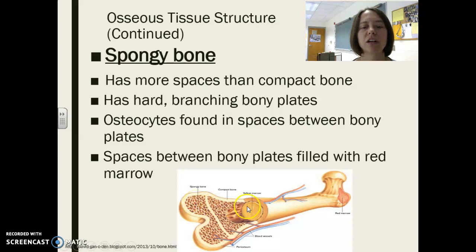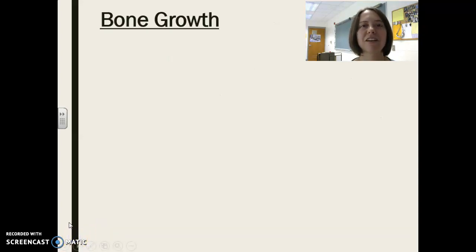You can see a picture here. This is the spongy bone, and it is much spongier, or has more spaces than the compact bone. And you can see these little bony plates, and then you can see the red marrow and the spaces where the osteocytes would be. In video 2 coming up, we're going to talk about how you grow a bone.